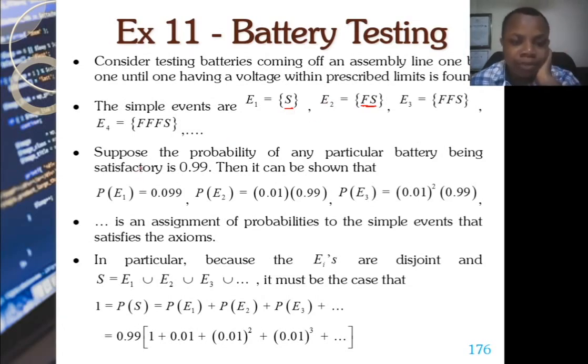Now suppose that the probability of any particular battery being satisfactory is 0.19. It can be shown that the probability of event 1 is equal to what?